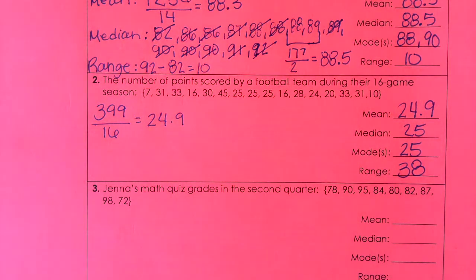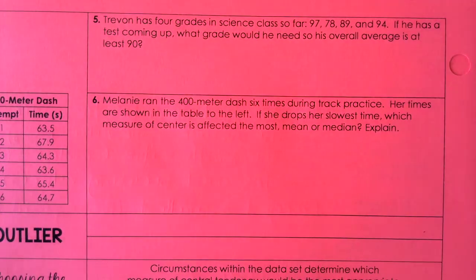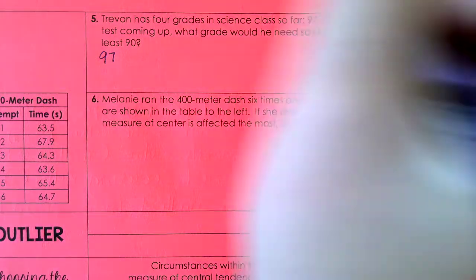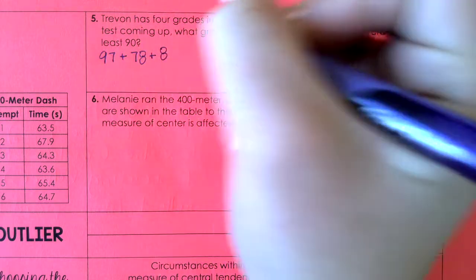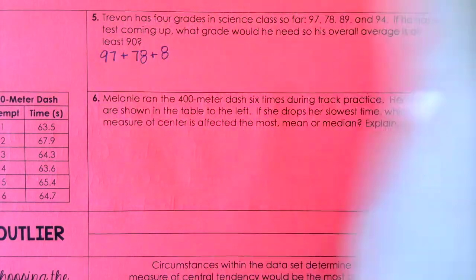Okay, so what we're going to do now is we're going to look at number 5 here. Okay, Trevin has 4 grades in science class so far, 97, 78, 89, and 94. If he has a test coming up, what grade would he need so his overall average is at least 90? So what we're going to do is 4 grades so far. I'm going to add 97 plus 78 plus 89 plus 94.